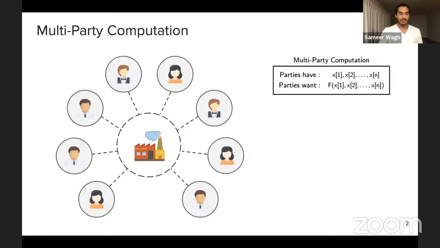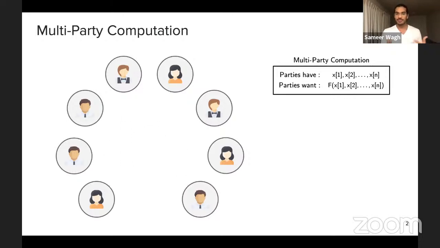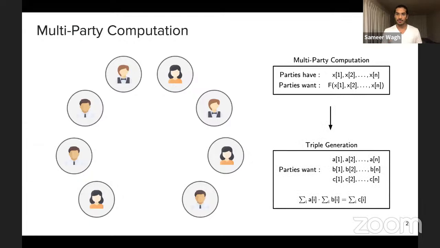However, the key insight here is we want to remove this centralized entity and just do this computation among the parties. One big subproblem in this domain is that of triple generation. So frequently when we want to compute an arbitrary function, we decompose it into additions and multiplications, and this triple is just a part of a pre-processing which will help you compute the multiplication part very, very efficiently. So in particular, in a triple generation protocol, we want to generate shares A, B, and C, split between these parties, such that A times B is equal to C.